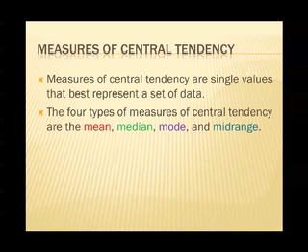Now that we have our data arranged and have a way to visualize it, next we can start analyzing it. One way of analyzing data is by finding the measures of central tendency. A measure of central tendency is a single value that best represents the entire set of data. The four main types of measures of central tendency, and the ones that I will discuss, are mean, median, mode, and mid-range.